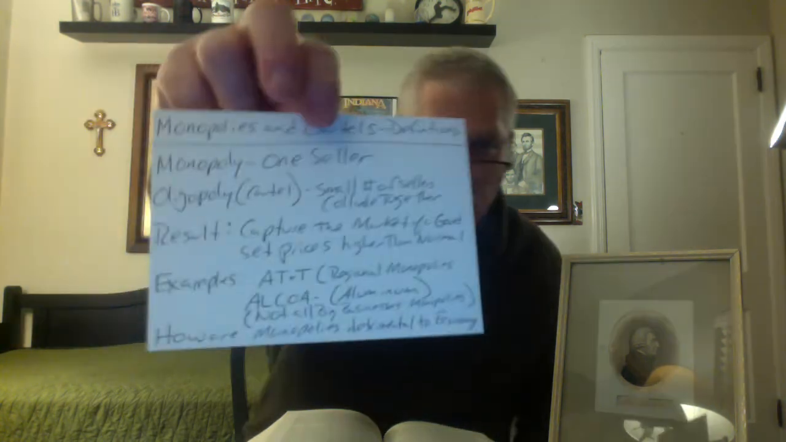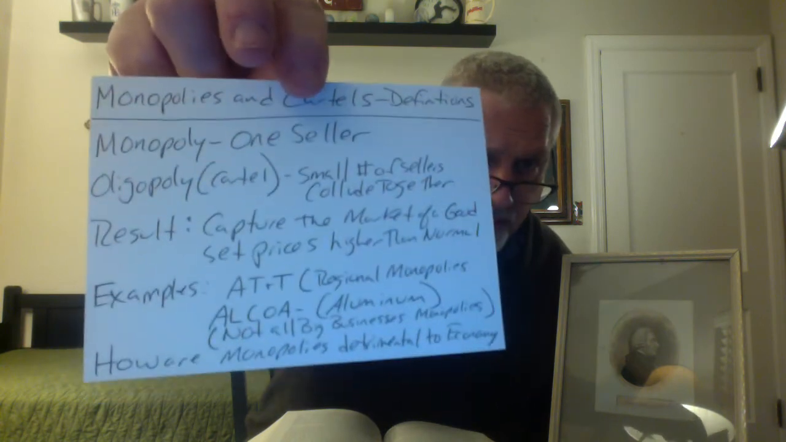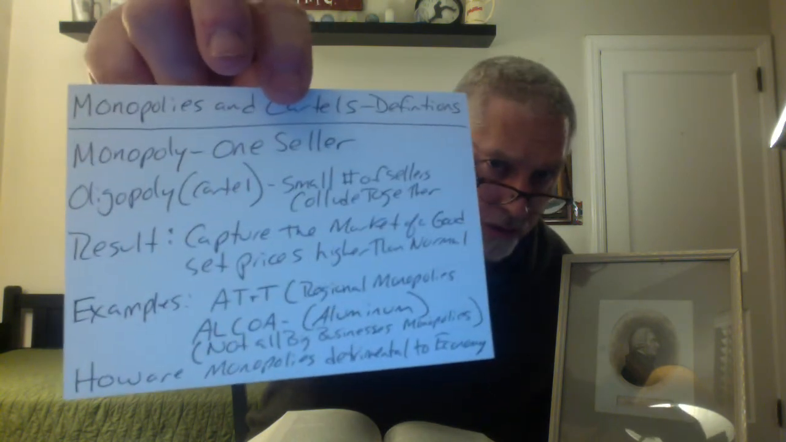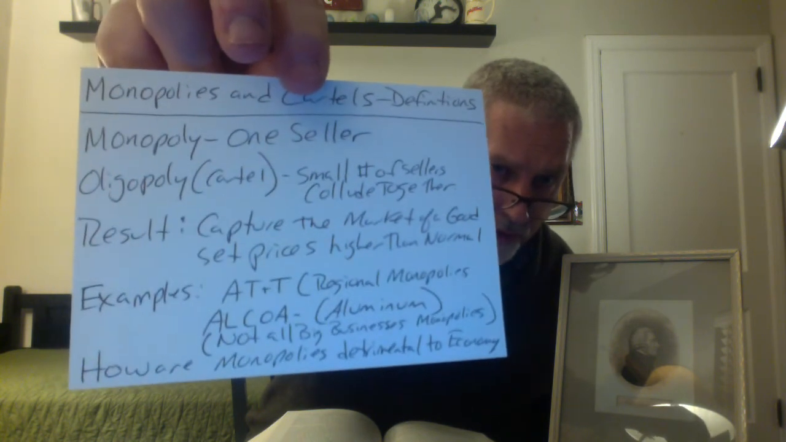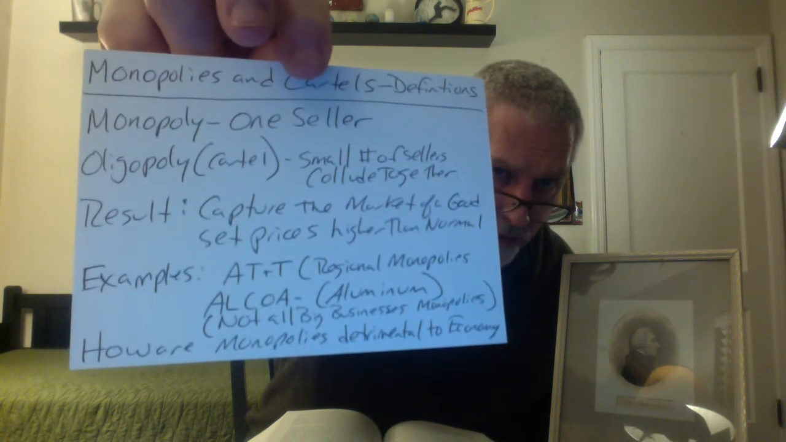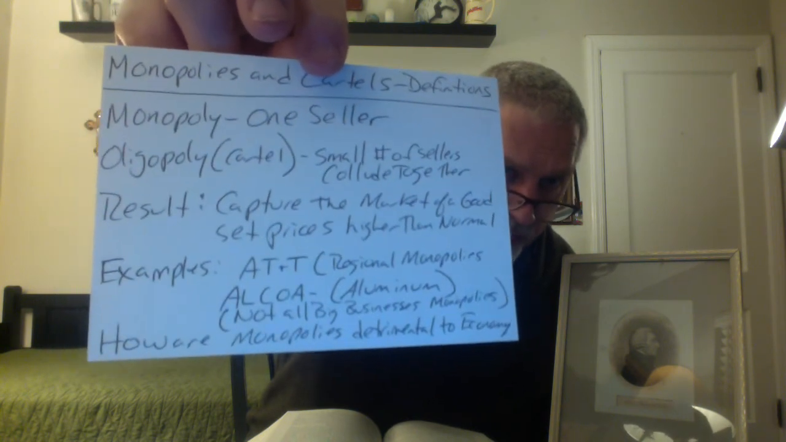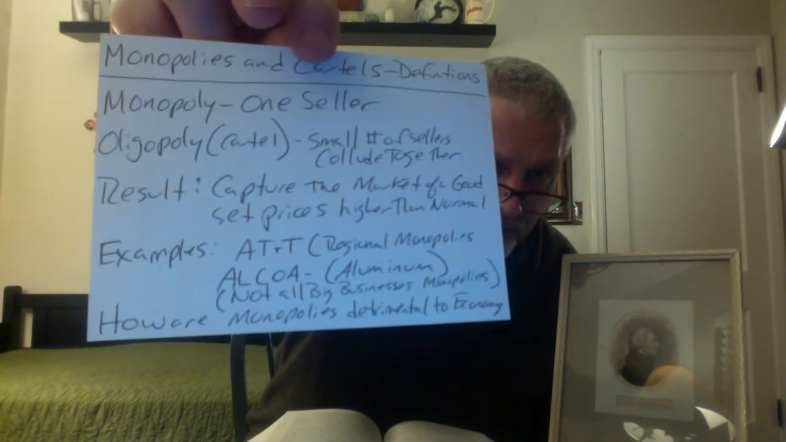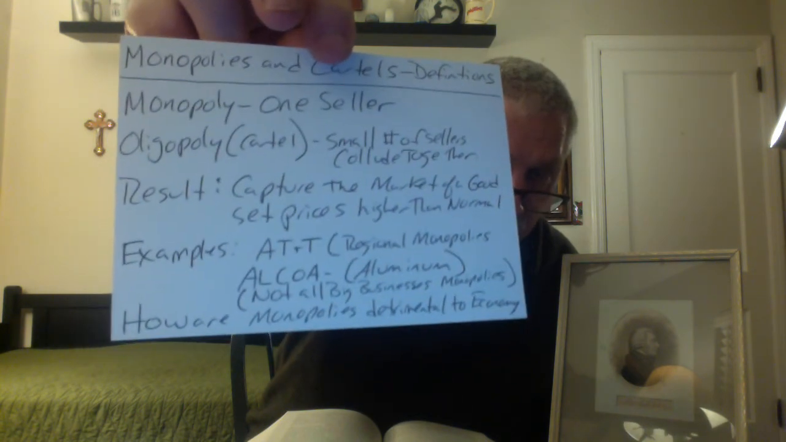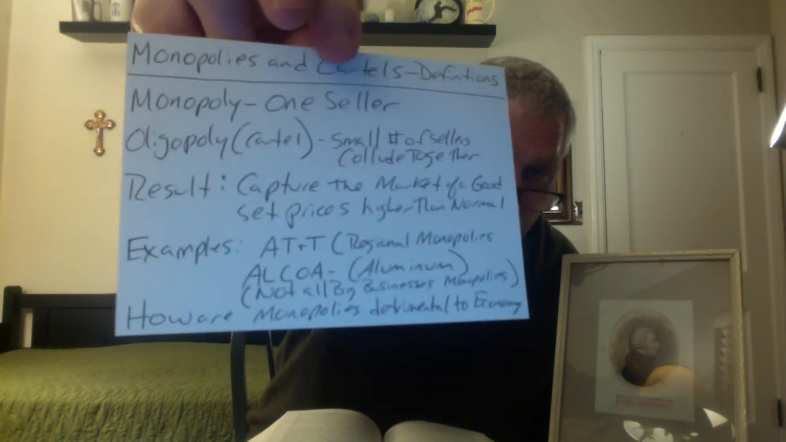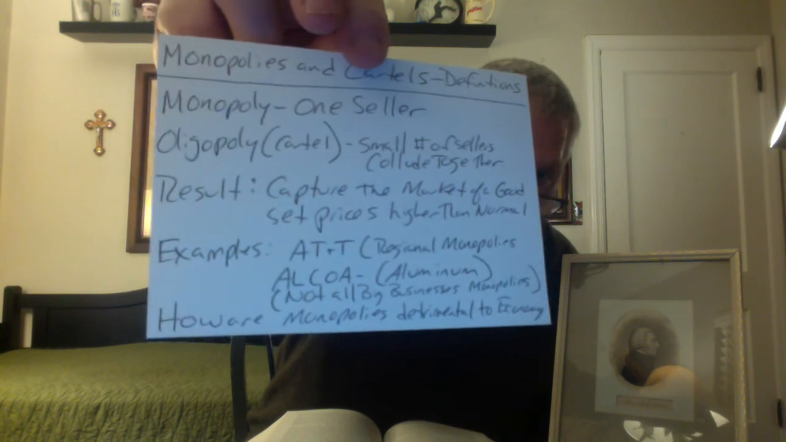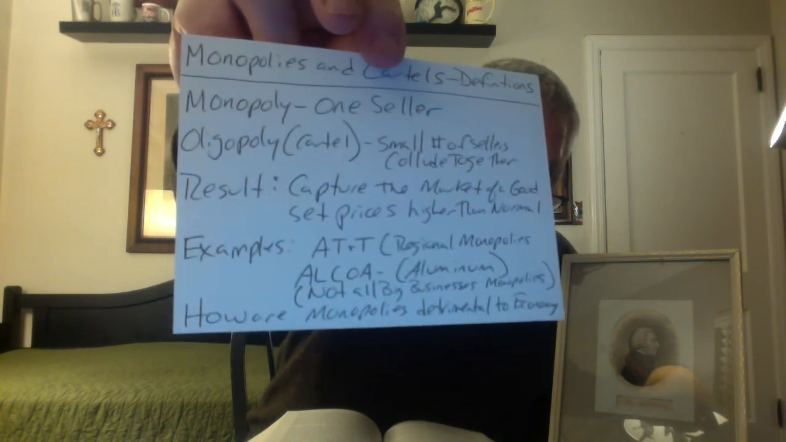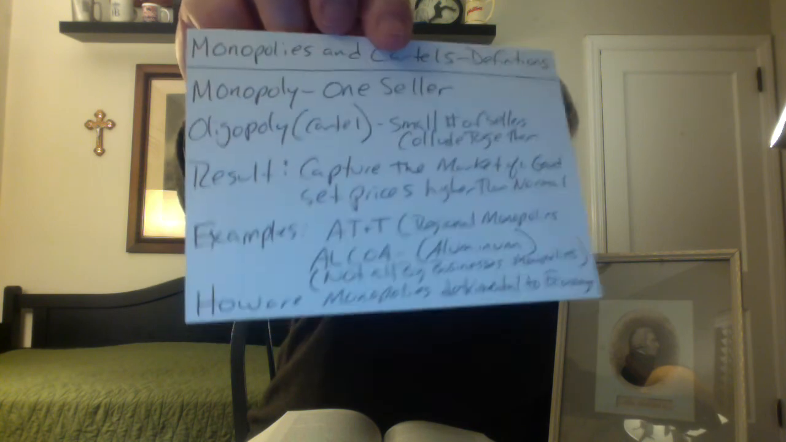So again, the idea is that a monopoly is one seller. There's an oligopoly or cartel, which is a small number of sellers colluding together. The result is the capture of the market of a good, with prices set higher than normal. Those are some examples: AT&T, Alcoa. By the way, not all big businesses are monopolies, and not all monopolies are big. Sometimes, if you're a small company in a sparsely populated area, small companies can actually function as monopolies. And again, the big question is, how are monopolies detrimental to the economy?